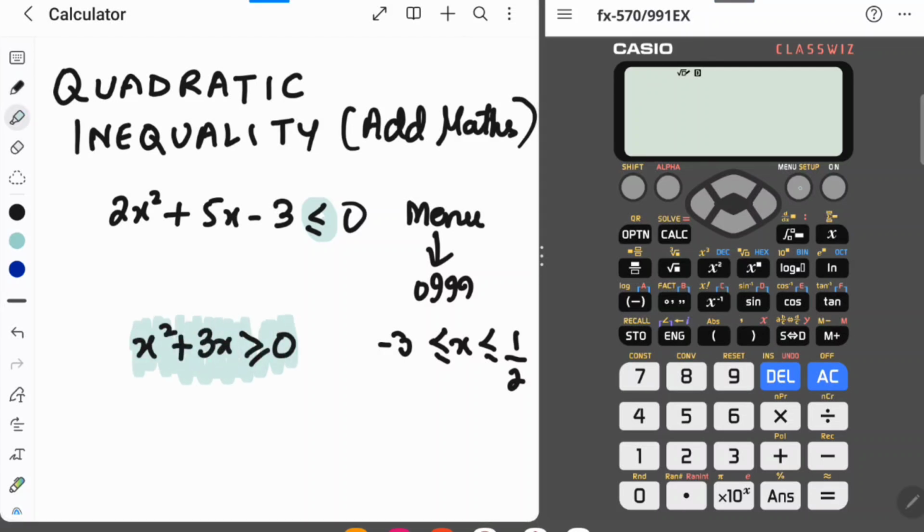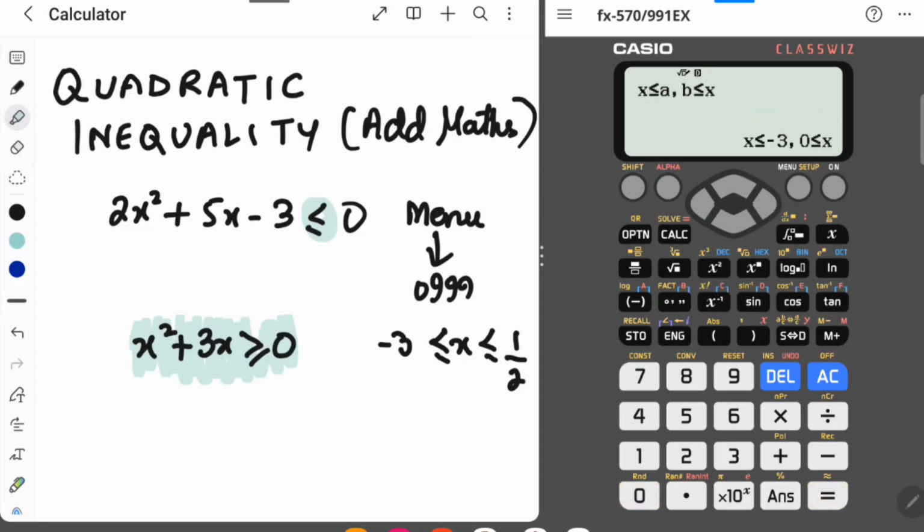Just press menu and then this button, and it's a quadratic. Choose that wherever it is greater than or equal to 0, so it's at 3. So press 3. You get this option. The coefficient of x square is 1, equals, and then the coefficient of x is 3, equals, no constant. So you just press 0, equals, and then press equals again.